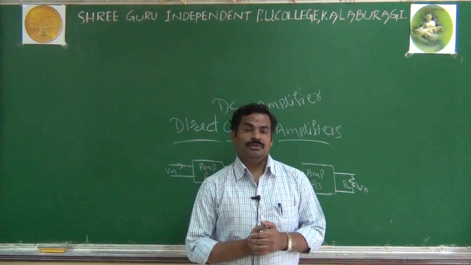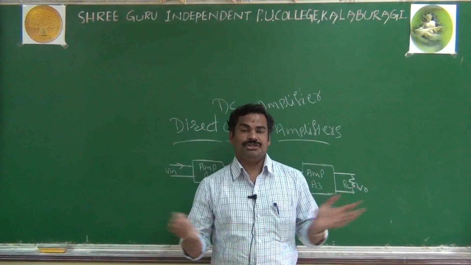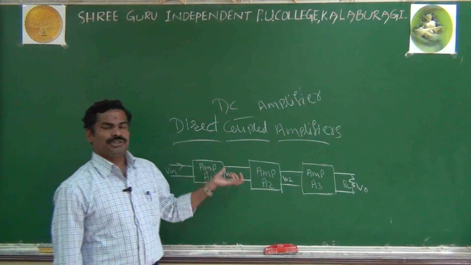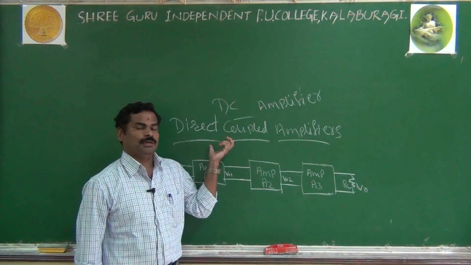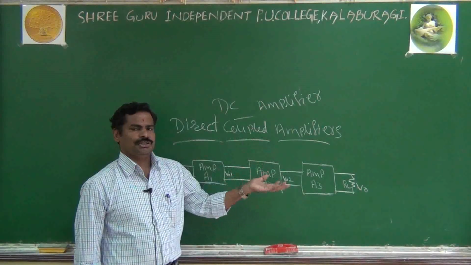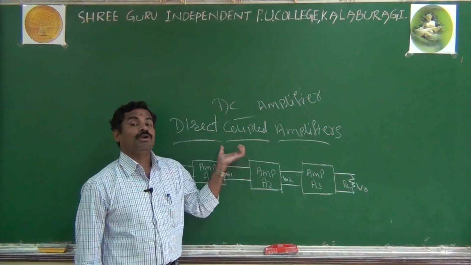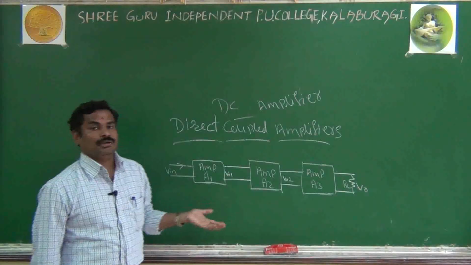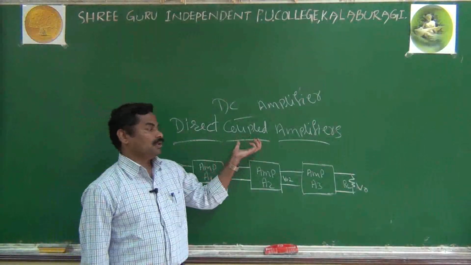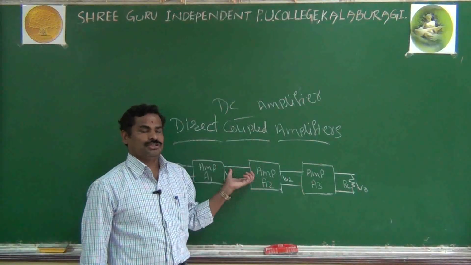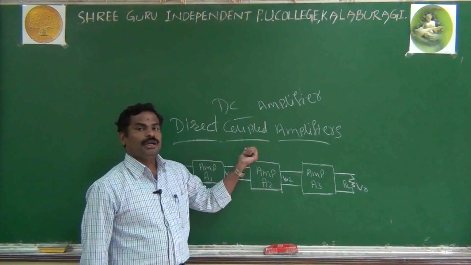As we know, DC does not have any frequency, and also in direct coupling you are not using any capacitors. You are not using any coupling capacitor or bypass capacitor. Why are you not using capacitors? Because a capacitor will block the DC. The capacitor blocks the DC, or it blocks the low frequency signal. That's why you are not using capacitors. Only resistors and transistors are used. That is something about your direct coupled amplifiers.